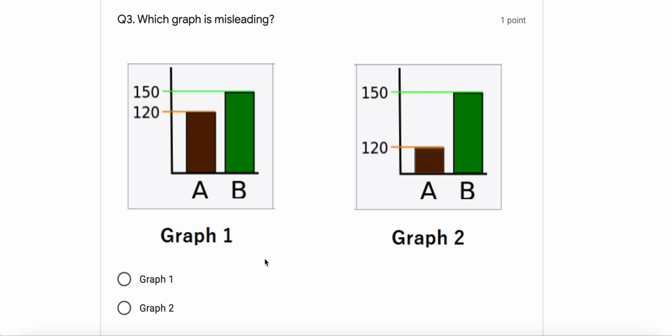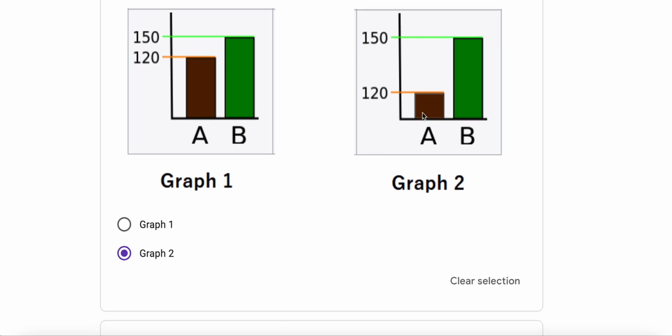And it's very similar with question 3. Graph 2 makes it look like a score of 150 is more than double a score of 120. But we know 150 is not double 120. 150 is actually quite close to 120. It's only 30 more. So this is actually a much more accurate graph. And this graph would have started at 0 on the y-axis, whereas this one clearly did not start at 0. If it starts at 0, we can see exactly how large this is in comparison to this. So graph 2 is misleading here because 150 is not more than double 120.